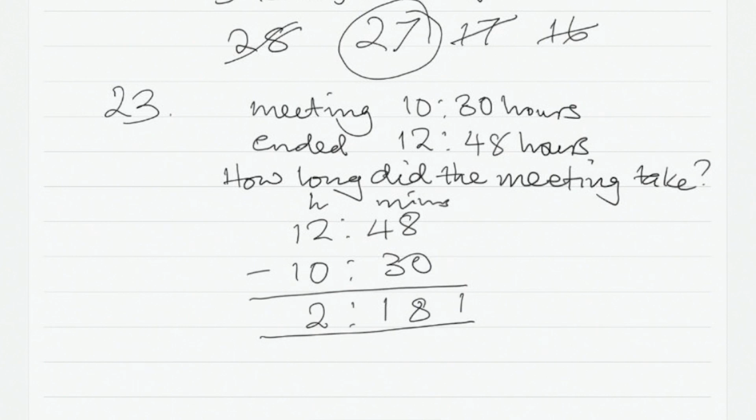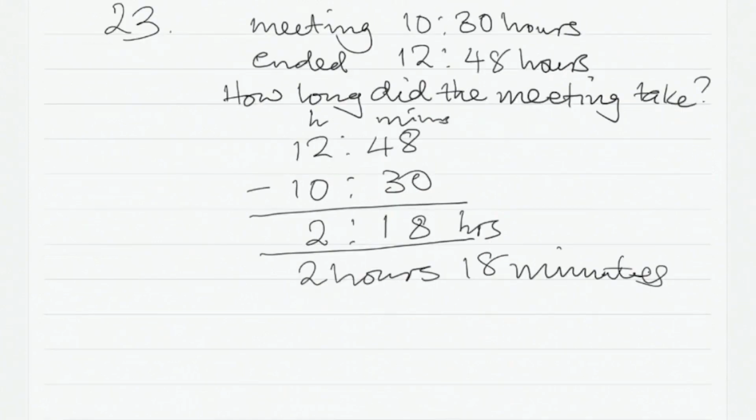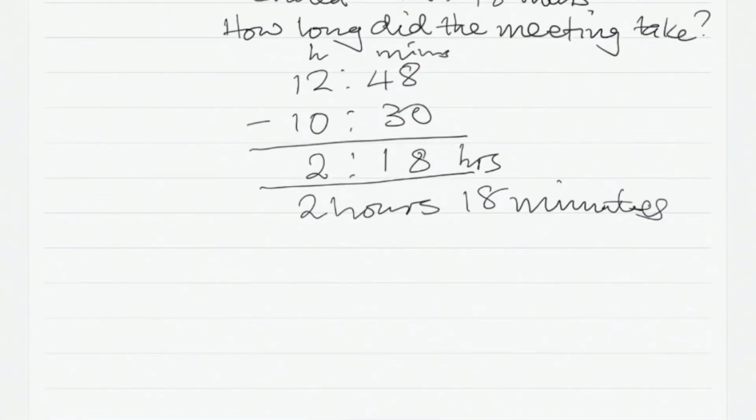So 12 take away 10, it is what? 2. So the meeting took 2 hours, 18 minutes. So our answer is A.